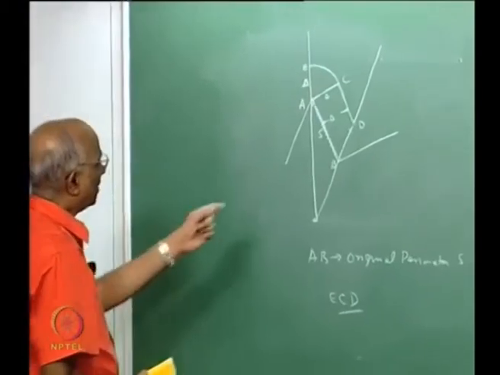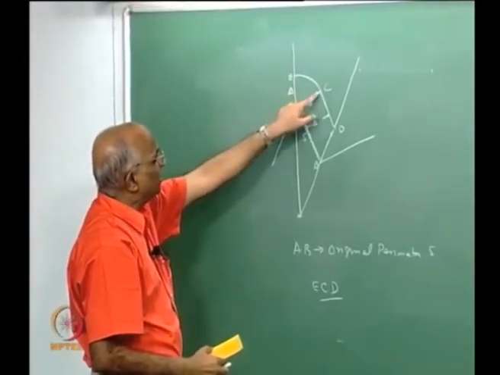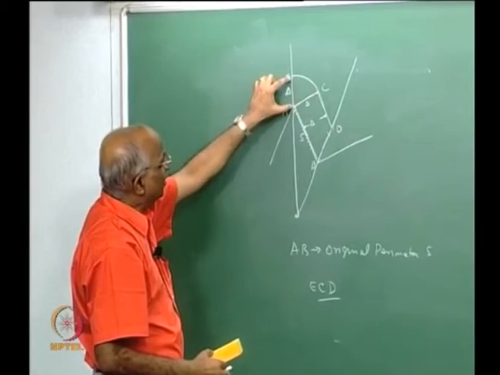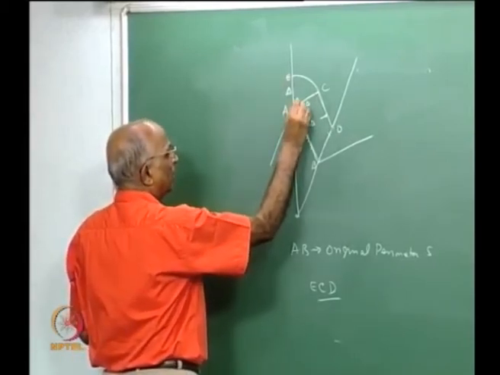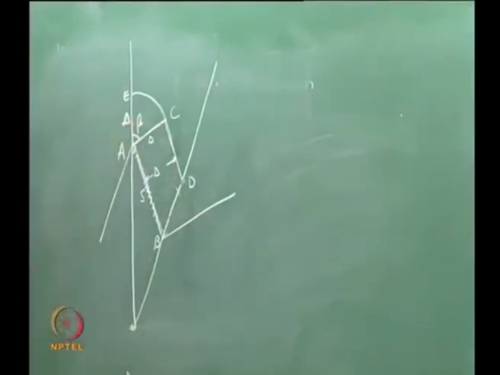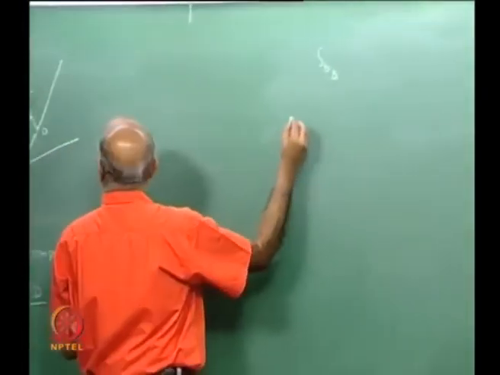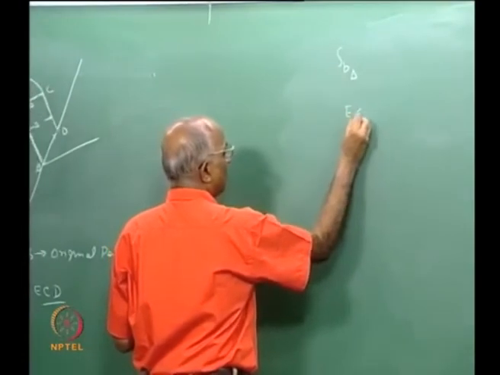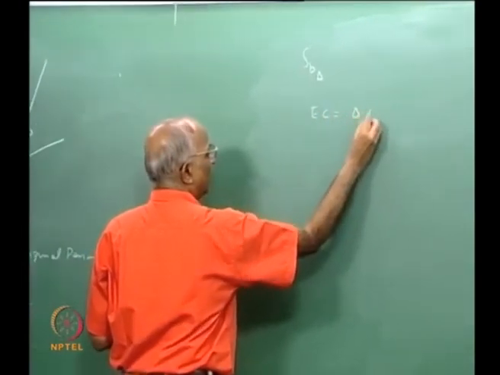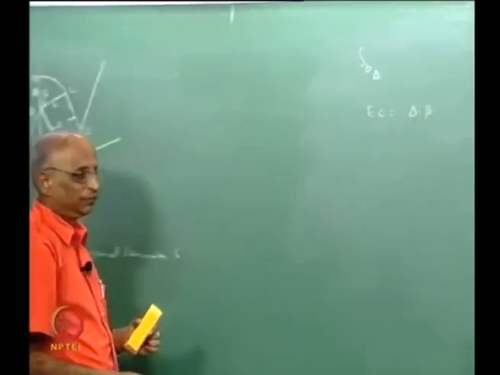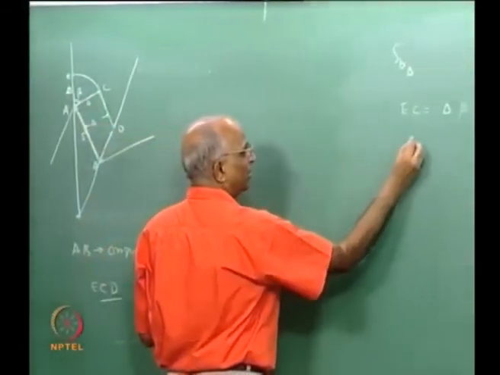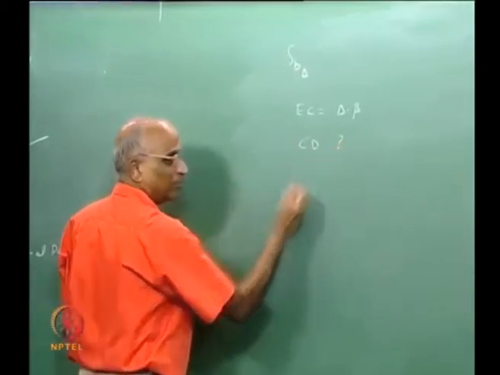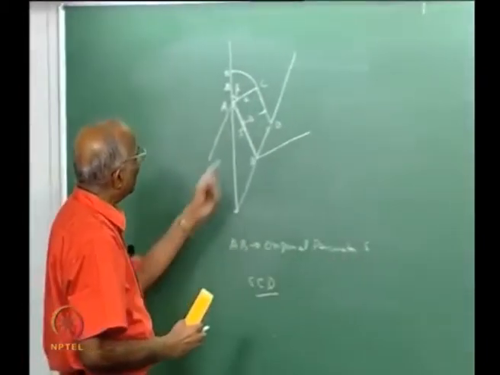Now I need to solve this. How do I determine the value of EC? I know that the radius is delta. If I say this angle is, let us say, beta, I can now say EC is equal to delta into beta, and I should also calculate the value of CD. These are the two things I must calculate, right. Now how do I get the value of EC?